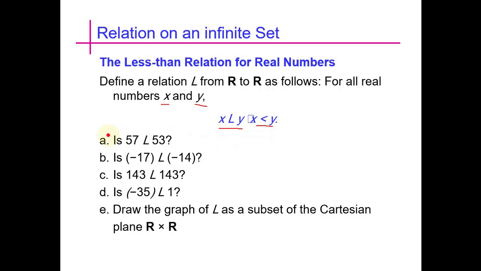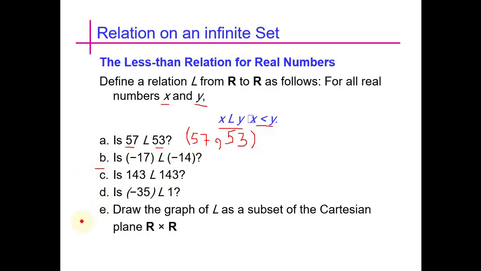So here are some questions. Is 57 related to 53, or is minus 17 related to minus 14? So we can see here whether the first number, which is x, is less than y or not. 57 is greater than 53, so it is not related to 53, and hence this pair 57 comma 53 will not be part of our relation.